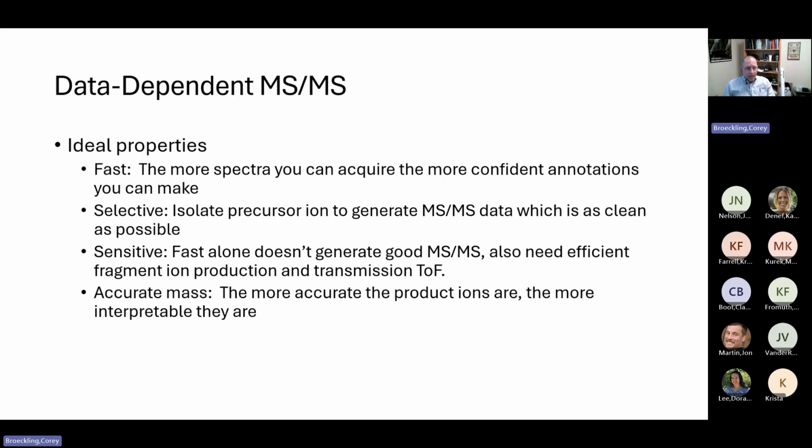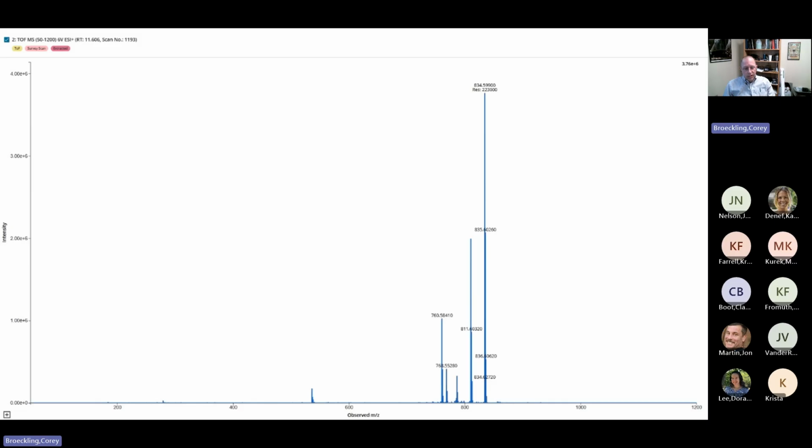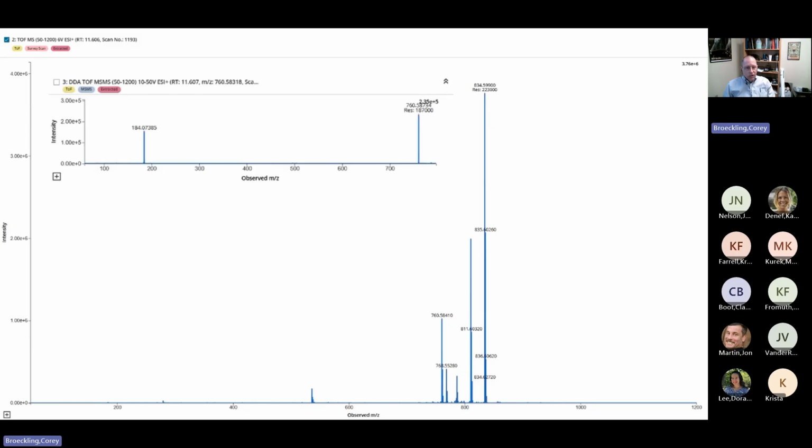So that's one of the properties of a time of flight, which makes it particularly amenable to fast analyses. And here's an example highlighting some of these properties on this instrument from a lipidomics example. This is just an MS spectrum from one particular sample at one particular point in the chromatogram. What you can see here are several lipids, all eluting from the column at the same time. And through DDA analysis, the instrument selected the 760 ion, which you can see right here in the MS spectrum, to generate a very nice MS/MS spectrum, which shows us a 184 fragment ion, 184.074 to be precise, which tells us that this is a phosphatidylcholine lipid.